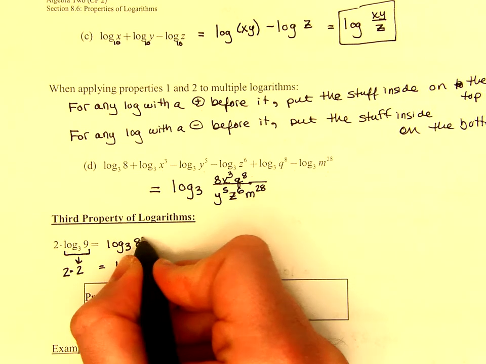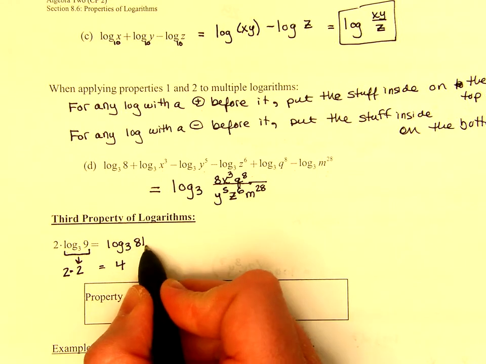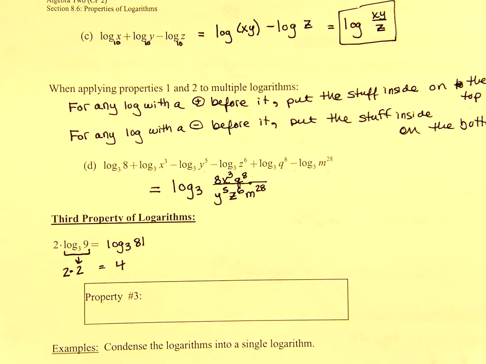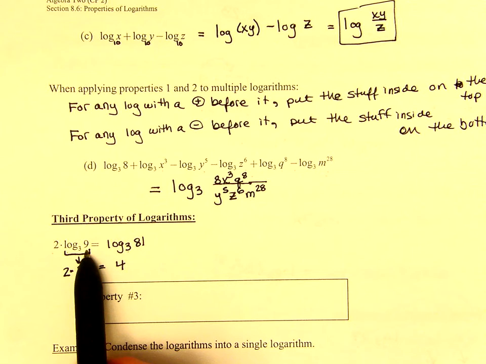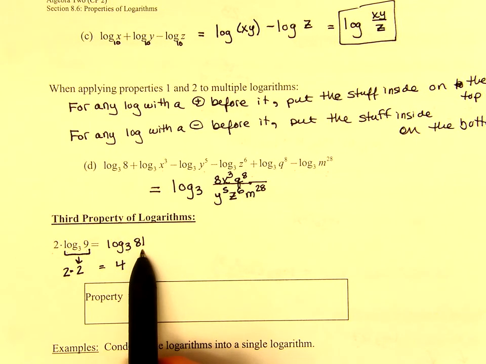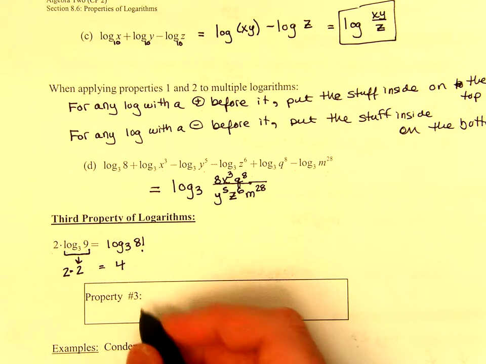Should be an 81. Log base 3 of 81 is like asking 3 to what power gives you 81? It's going to be 4. How are we taking this 2 and this 9 and getting 81 out of it? Hopefully, maybe, you were thinking that we need to make that into a power. And that's what our third property says.